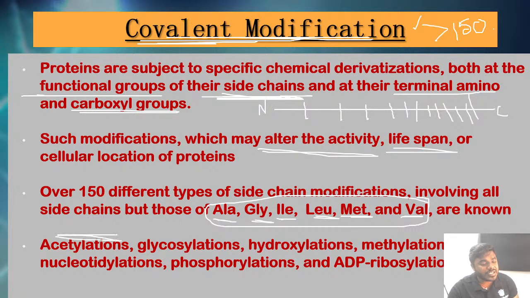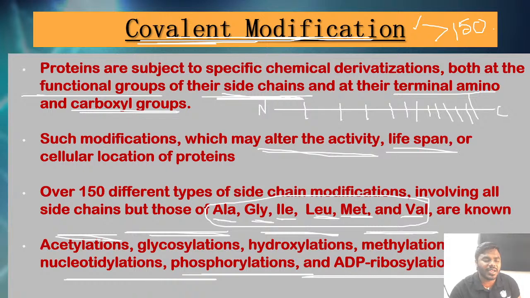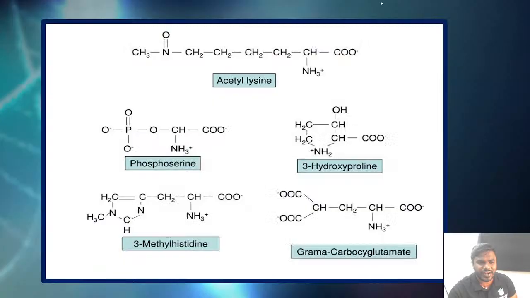Acetylation, adding of the acetyl group. Glycosylation, we already read. Addition of the sugar, we can call glycosylation, which increases their lifespan. Hydroxylation, addition of the OH group, methylation, addition of the methyl group, nucleotidylation, phosphorylation, and ADP ribosylation. Friends, whatever the 7 or 8 processes I kept here, they are more important, but what I conveyed here, there are more than 150 different types of covalent modifications present. Please kindly don't forget it.